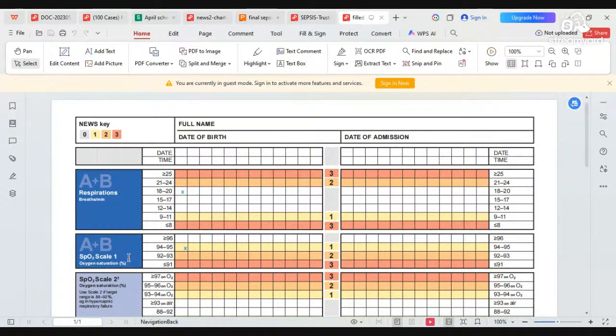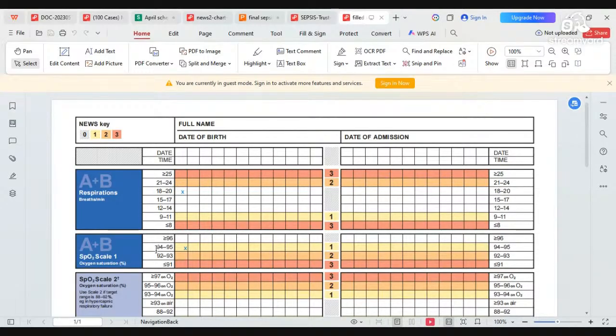This is scale 1, so oxygen saturation. Now, I used scale 1 and not scale 2 because scale 2 does say that you have to use it maybe when you have hypercapnic cases or hypercapnic respiratory failure. An example of hypercapnic respiratory failure will be COPD. And from our history, we don't have a history of COPD in this patient. We just know she's diabetic. So I use scale 1.